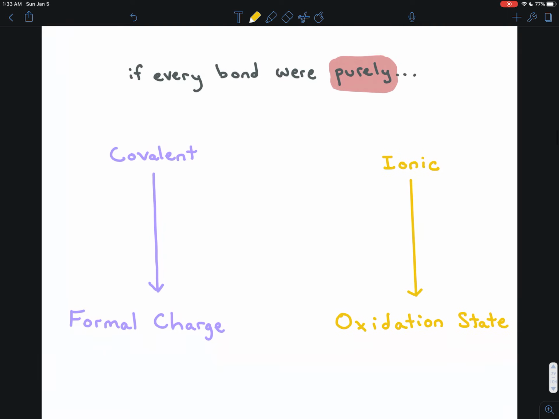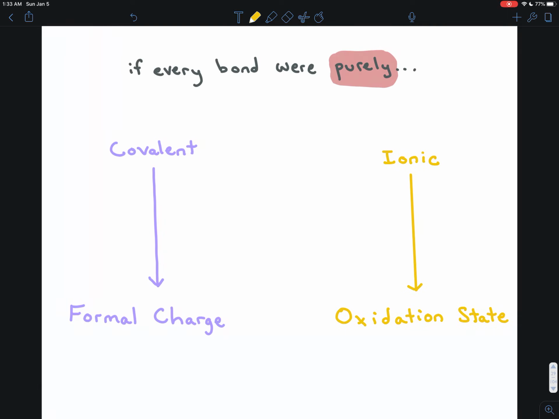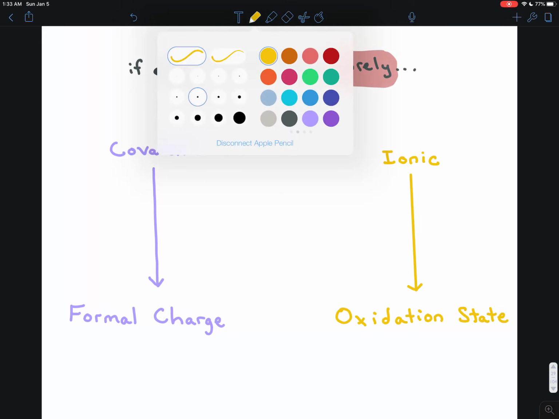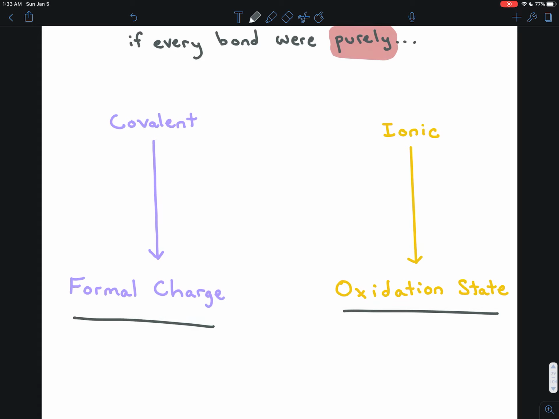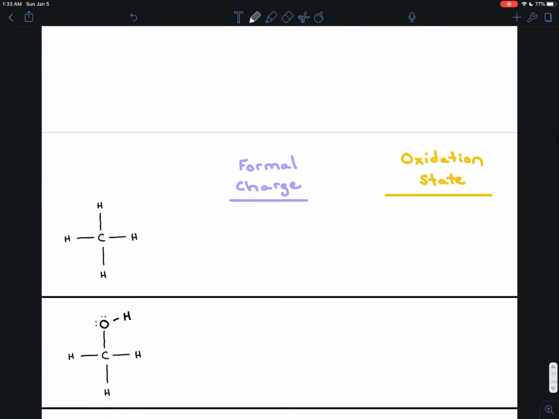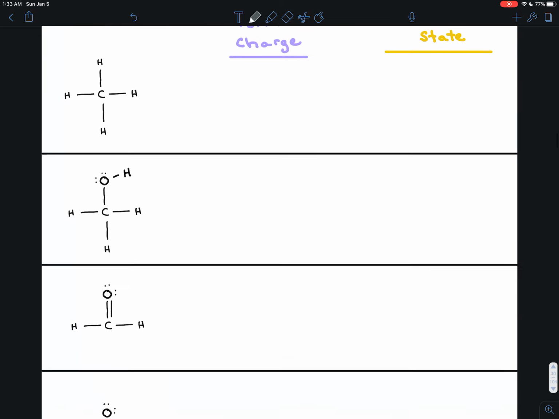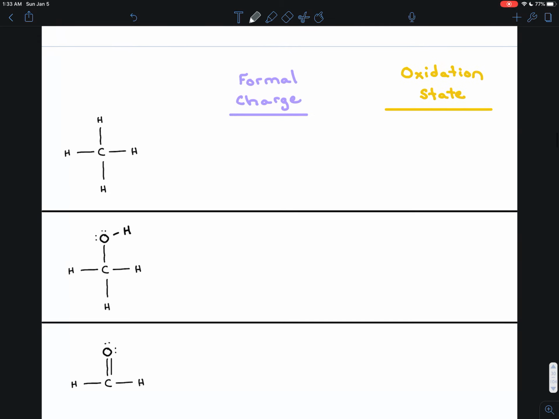So these two ways of keeping track of electrons, these two ways of simplifying your view of bonds to keep track of the electrons around an atom, lead to two slightly different charges on the atom, the formal charge and the oxidation state. And we can illustrate how those are different. I want to illustrate how they're different with a few different compounds, 5 of them.